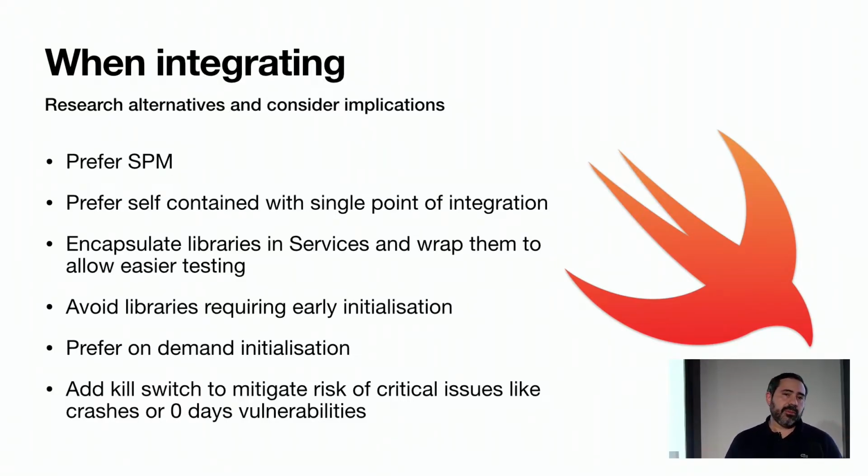Again, if your library is doing early initialization, maybe what you want to do is have some sort of a lazy initialization if it's possible. And if you are able to have some sort of a remote switching or flags and stuff like that, if you are able to have a kill switch on that library, that is definitely a plus, because you might find that your app is crashing because of your library. So it will save your life.